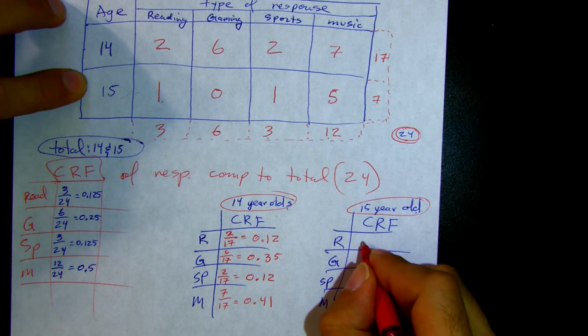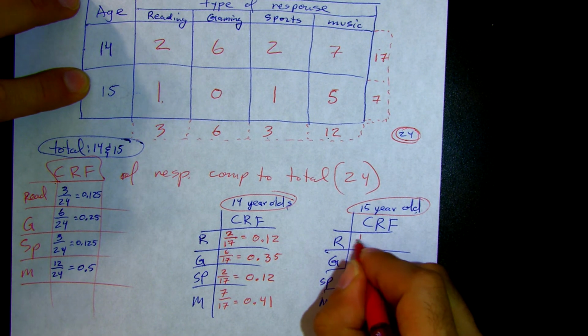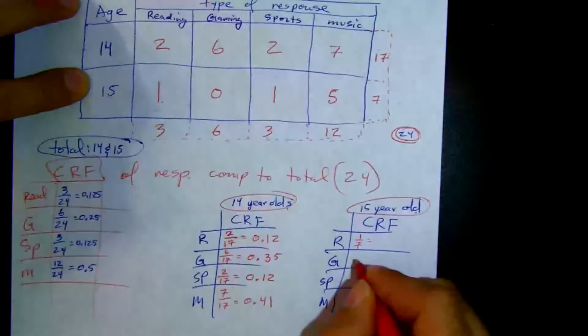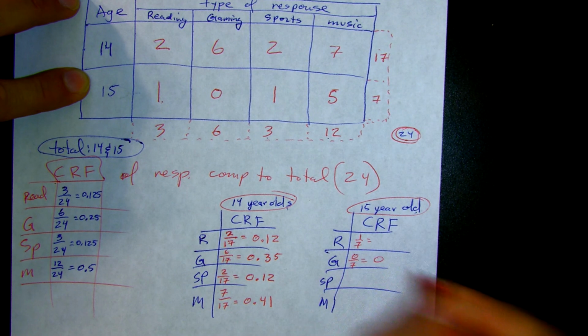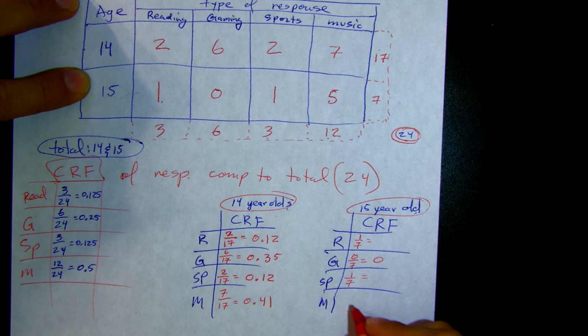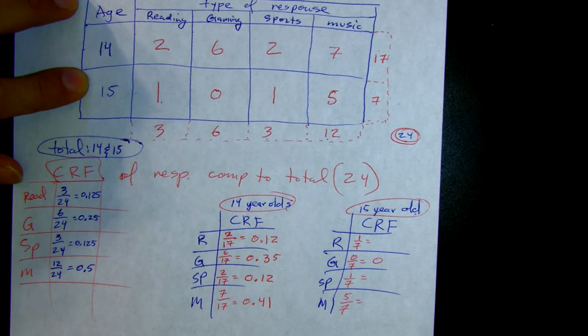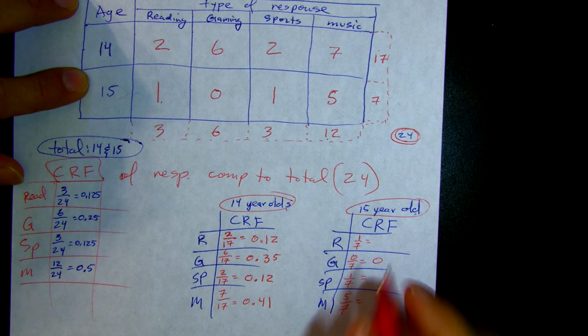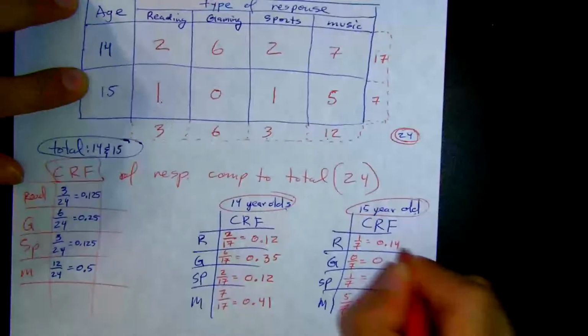Okay, so I'm going to do this one real quick, and then we're going to draw some conclusions and be done with this. Let's see. 15-year-olds like reading, 1 out of 7. Gaming, 0 out of 7. I know that's 0. Sports, 1 out of 7. And music is 5 out of 7.